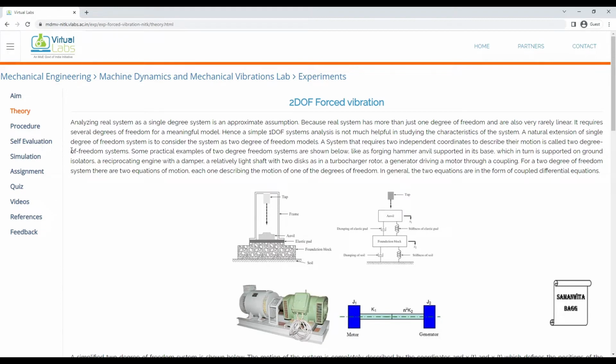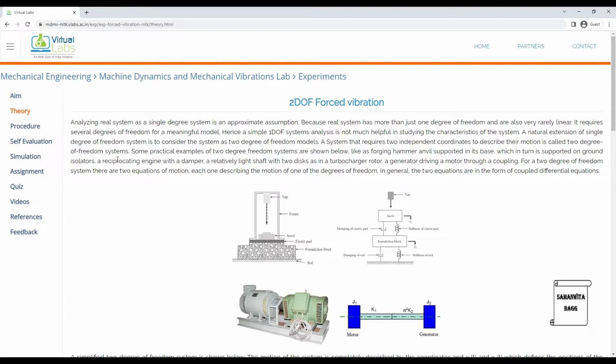A natural extension of single degree of freedom system is to consider the system as a 2 degree of freedom model. A system that requires 2 independent coordinates to describe the motion is called a 2 degree of freedom system. For example, if there is a motion along the x-axis and also along the y-axis at the same time, then we say that there is 2 degree of freedom. If there is motion along only one axis, then we say it is 1 degree of freedom. And if the object is free to rotate in many dimensions, then we say it is multi-degree of freedom.